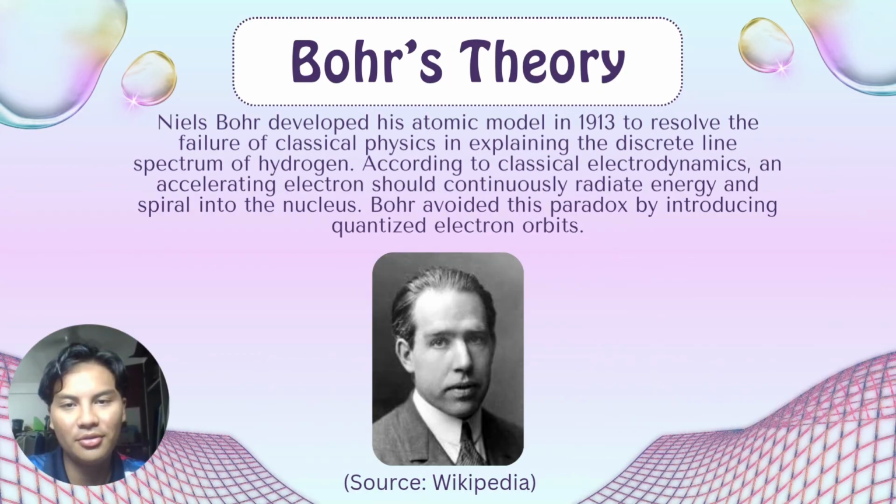Now I will explain to you about Bohr theory. Niels Bohr developed his atom model in 1913 to resolve the failure of classical physics in explaining the discrete line spectrum of hydrogen. According to classical electrodynamics, an accelerating electron should continuously radiate energy and spiral into the nucleus. Bohr avoided this paradox by introducing the quantized electron orbit.